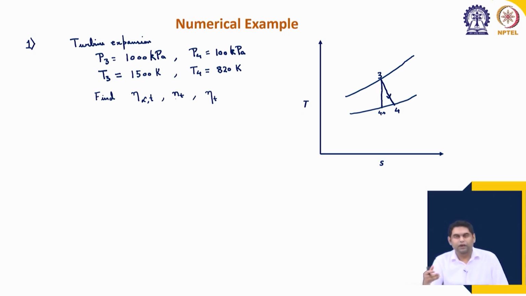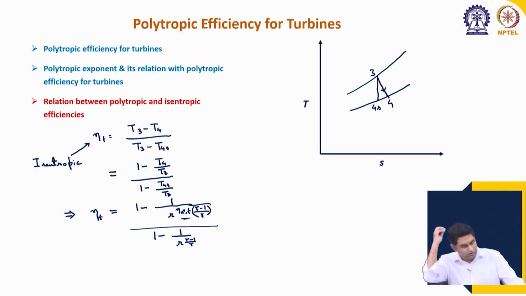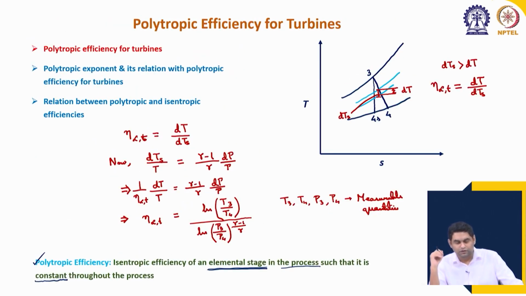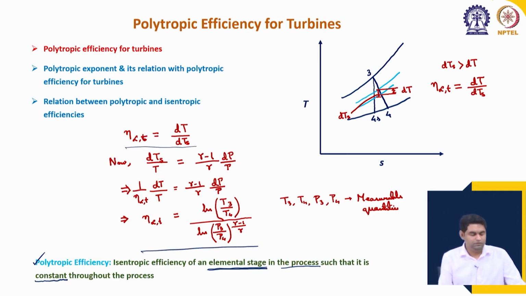If we are trying to solve the problem from scratch, it is better to start with the definition of polytropic efficiency. Okay, but because we have already derived this today, we will just use it from where we have derived. But you should always start from the basics, from the polytropic efficiency definition, and do not try to use these as formulas. Okay. These are expressions which are derived for analysis.